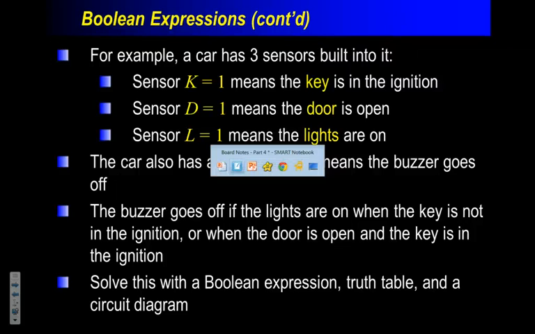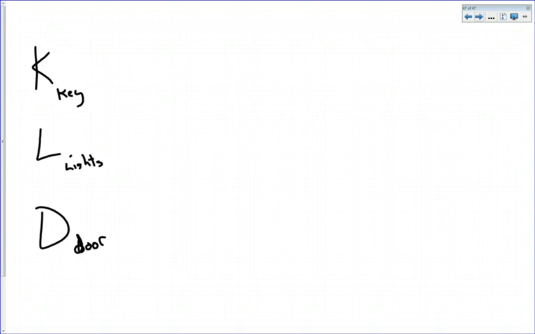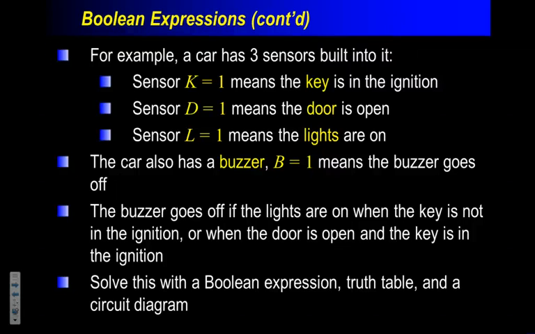Okay, so let's try and draw this up. So we have K, which is the key. So when the key is in the ignition, a 1 happens. We have L, which is the lights. And we have D, which is the door. Whoops. So if the lights are on, a 1 happens. If the door is open, a 1 happens. On this end, we have B, which is the buzzer. So the buzzer turns on when it gets a 1. What goes in the middle is the Boolean algebra that will determine whether or not we generate a 1 or not. So here's what it says.